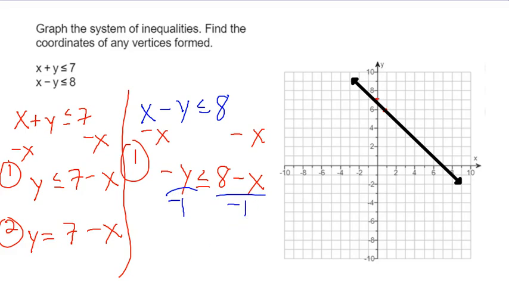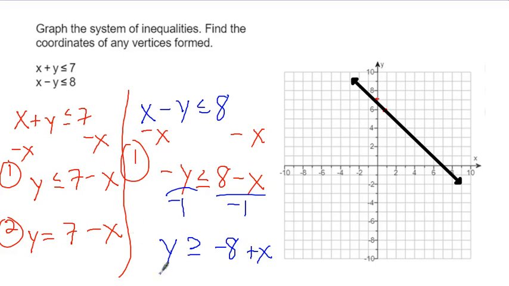We're going to get y on the left-hand side. On the right-hand side, we get 8 divided by negative 1, which is negative 8. And then we'll have negative x divided by negative 1, which will make it positive x. But the critical thing here is because we divided by a negative on both sides, we have to flip the inequality symbol around. That's something we learned way back in chapter 1, but it still holds here. Whenever you're dealing with inequalities, if you divide by a negative on both sides, you have to flip the symbol around the other way.